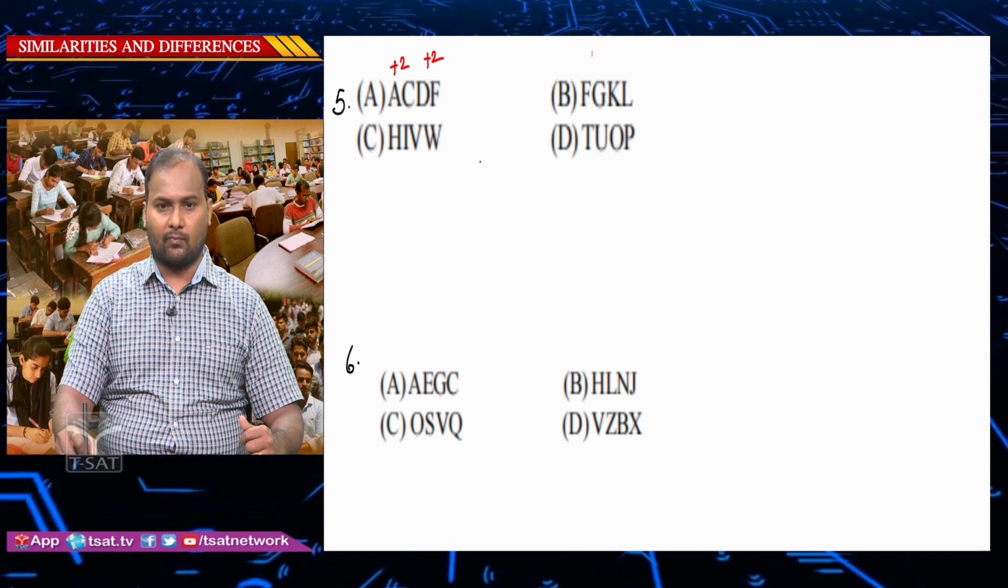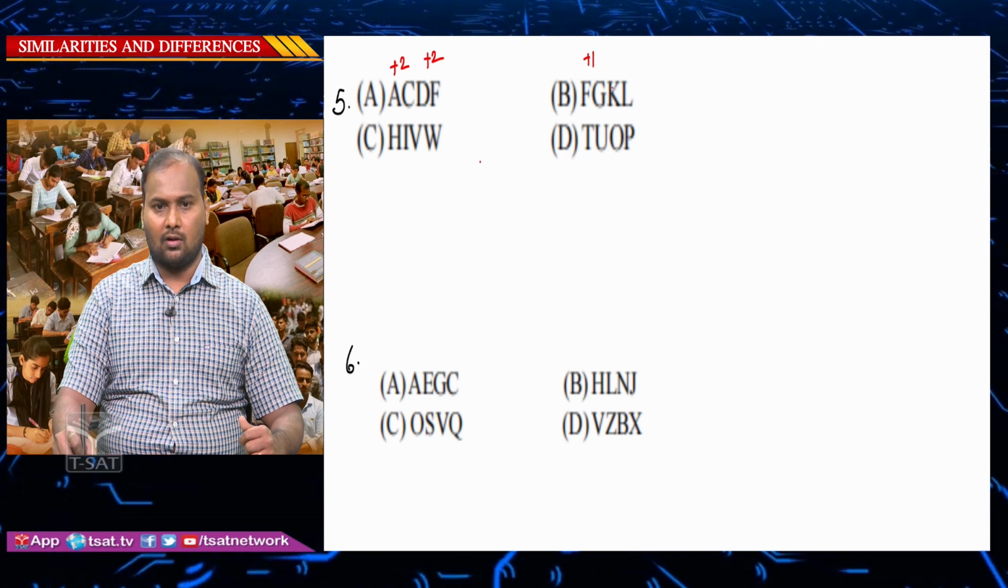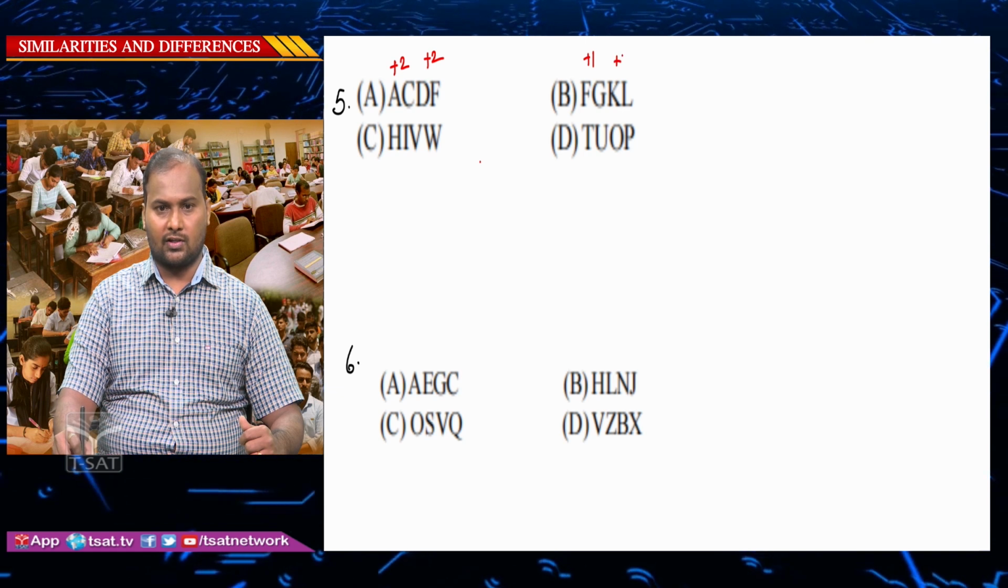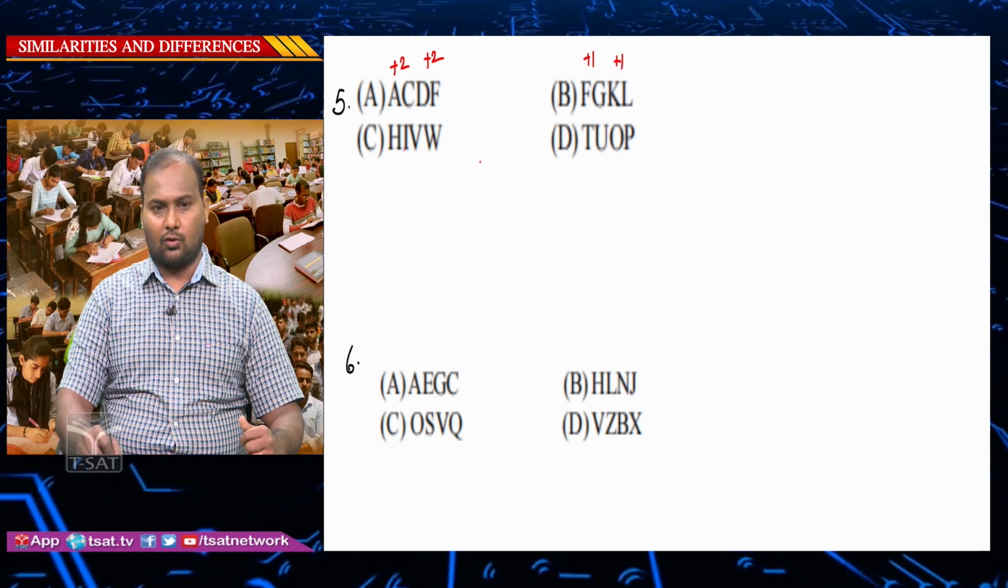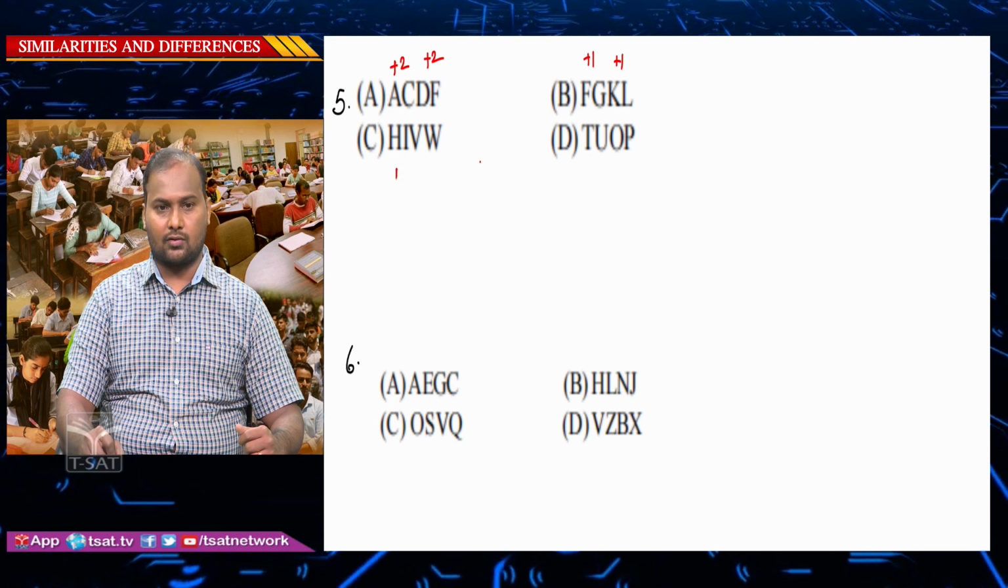Now come to F to G. What is F? 6. G is 7. So it is increasing by plus 1. And K to L. What is K? 11. L is 12. So obviously it is also increased by plus 1. Come to option C here. H to I. What is H? 8. I is 9. So it is plus 1.